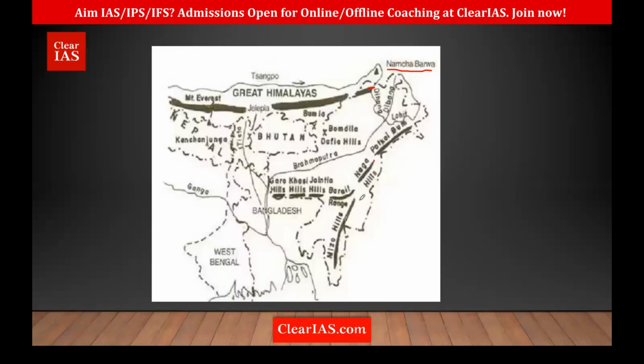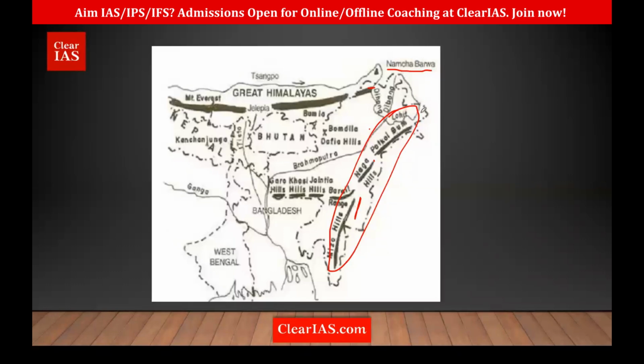Then here we have the Manipur Hills, and then the Mizo or Lushai Hills. This whole part is the Purvanchal. We also have the Garo Khasi Jaintia Hills here, but this is actually part of the Peninsula Plateau. This is an extension of the Peninsula Plateau. We'll study that later, but remember this. This is the only part which constitutes the Purvanchal. Clear?